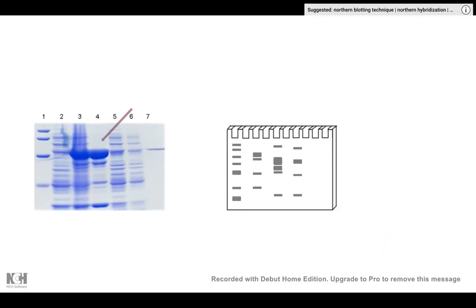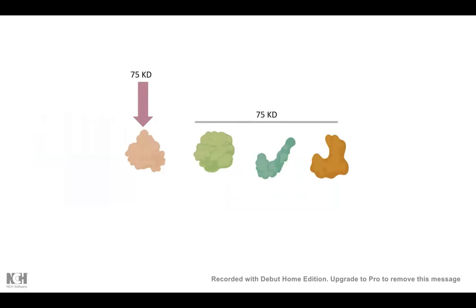Let's say you have only a gel, and in the gel you know roughly around 75 kD you have your protein of interest. But the problem is, even if your protein is 75 kD, you never know what other proteins of 75 kD are present in that particular sample. There could be many different proteins of molecular weight 75 kD present in the sample.